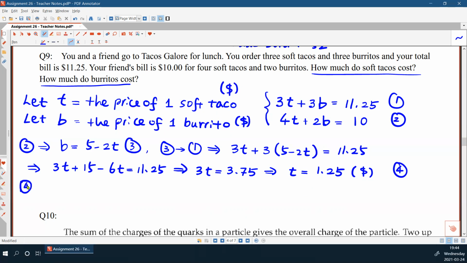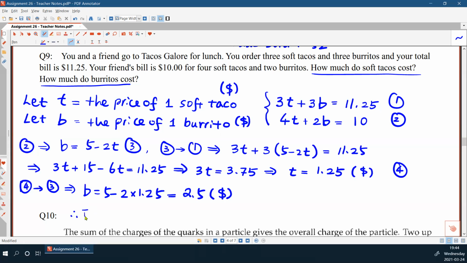Then we can put equation 4 into equation 3, and this will give us B is 5 minus 2 times 1.25, which is 2.5. Unit is dollars, right? Okay, so that means price of one soft taco is 1.25, and the price of one burrito is 2.5, right? Okay, so let's make the conclusion here.